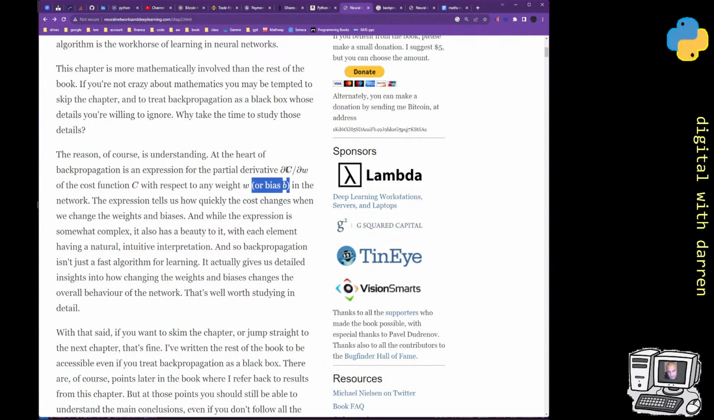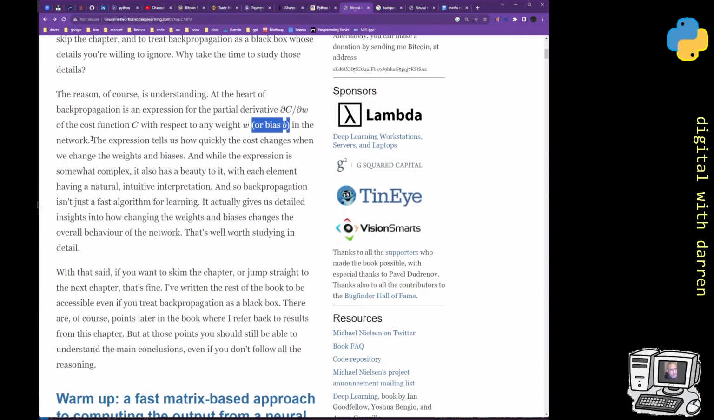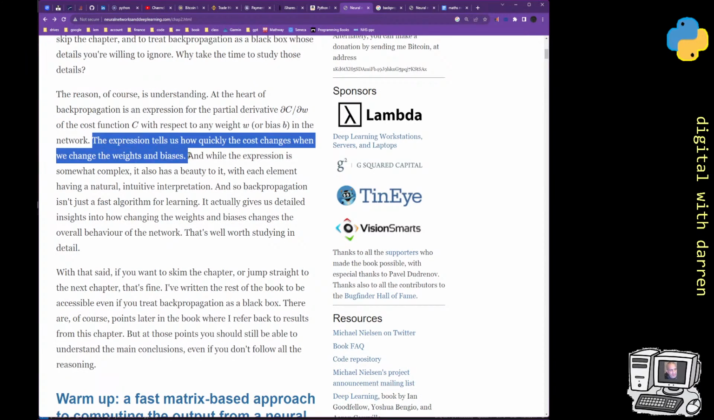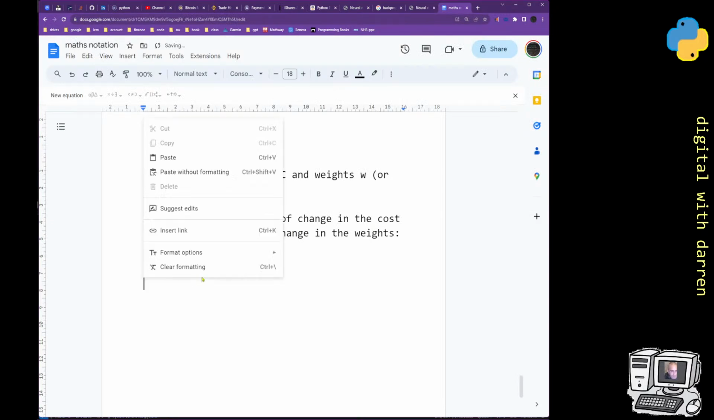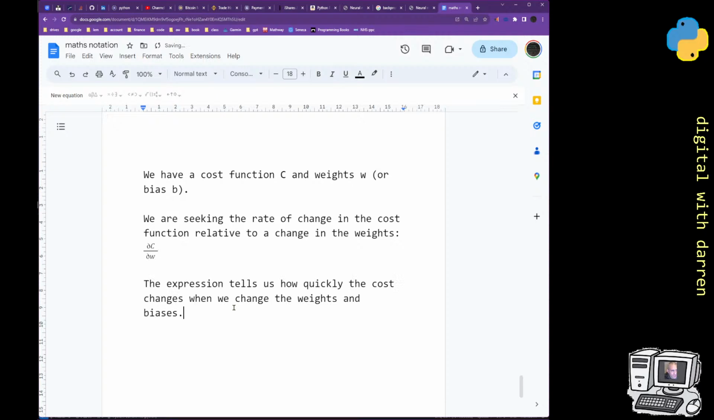So the partial derivative dC by dW of the cost function with respect to any weight in the network. In particular, the expression tells us how quickly the cost changes when we change the weights and biases. So that's really what we are actually talking about. So I'm going to take that as well, and move back. I might even move this over here.